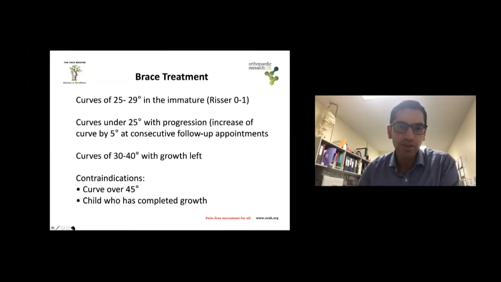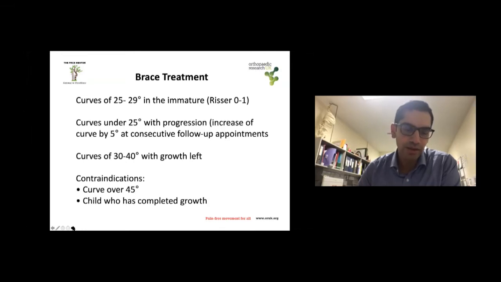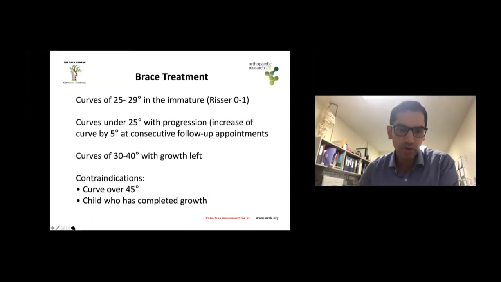You can also consider it for higher curves, 30, 40 degrees, if they still have growth left. But there's little benefit from bracing patients with 30, 40 degree curves who are RISA 4, RISA 5, who have pretty much finished growth. The contraindications for bracing are curves over 45 degrees, because these patients should be considered more for surgery, and also children who have completed growth, because bracing, again, will not be effective.